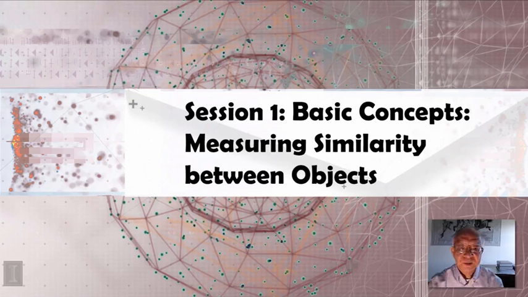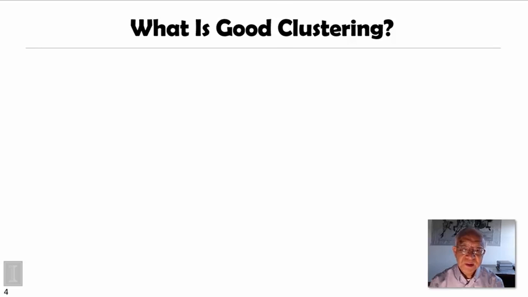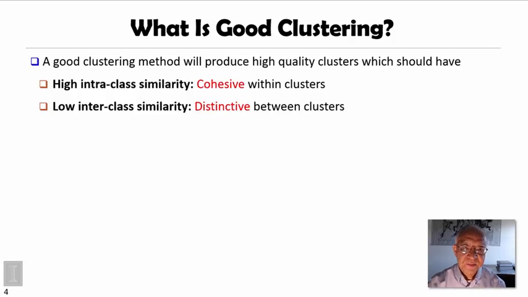So we first get into section 1, basic concepts, which means how to measure similarity between objects. Since clustering is an unsupervised learning process, we do not have predefined labels to judge whether it's right or wrong. So how can we judge whether a clustering process is good? That means whether it will produce high-quality clusters. Usually we give two measures, one called high intra-class similarity, the other called low inter-class similarity.